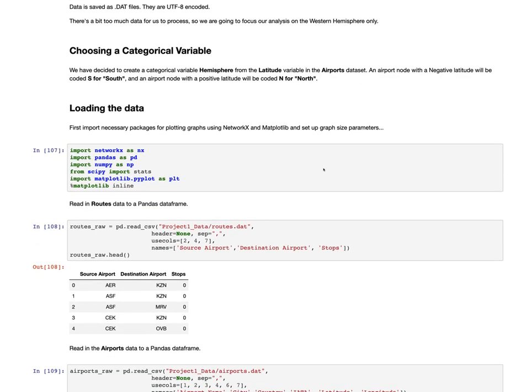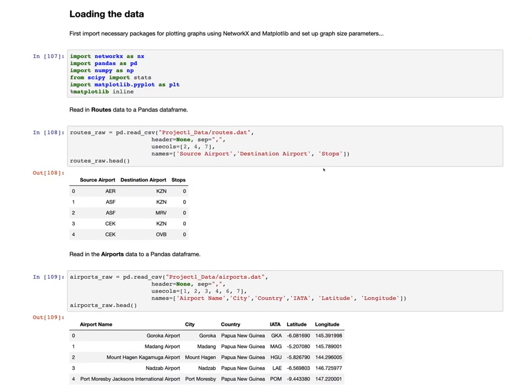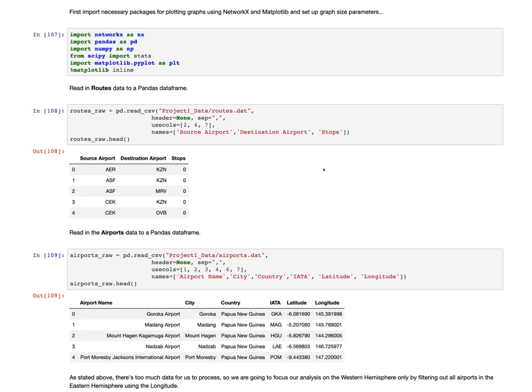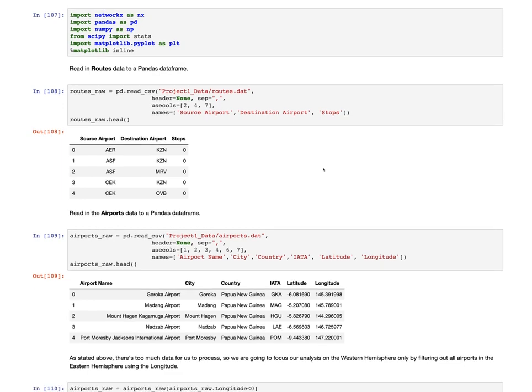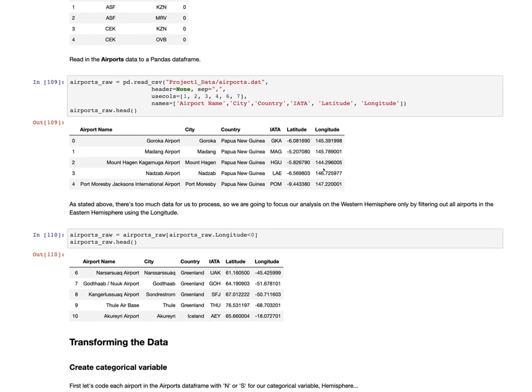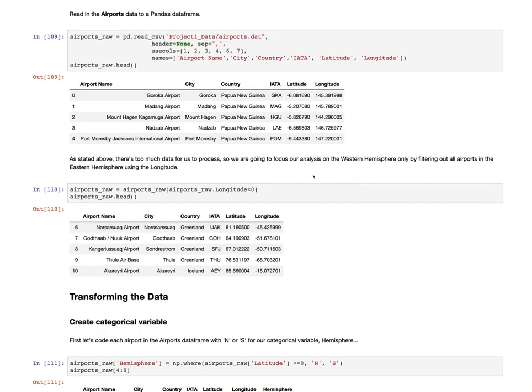So what we did, we loaded data, and we used regular Python pandas. We read two datasets as I mentioned before. One dataset is airports that would become our nodes, and another dataset was routes that would become our edges. We only used half of the dataset because the dataset is too big, and we only used the Western Hemisphere.